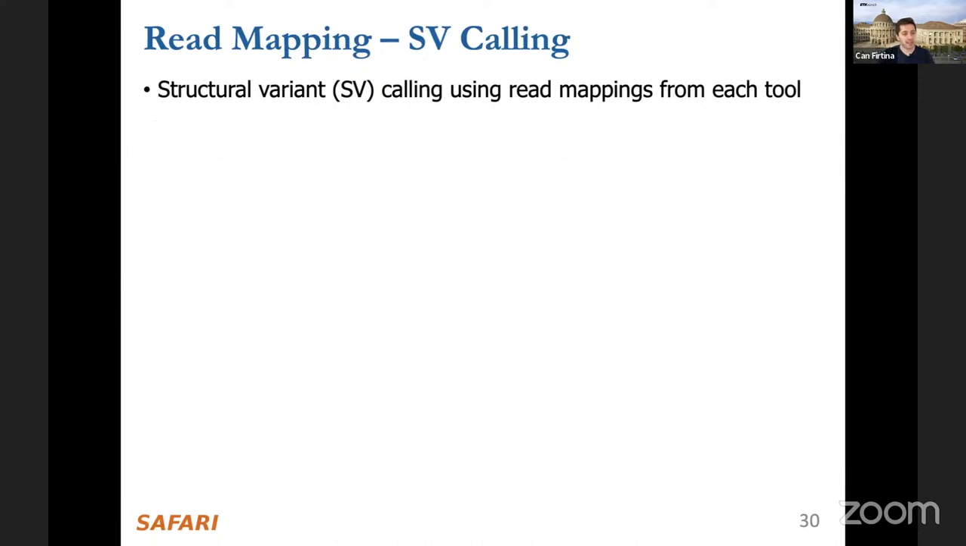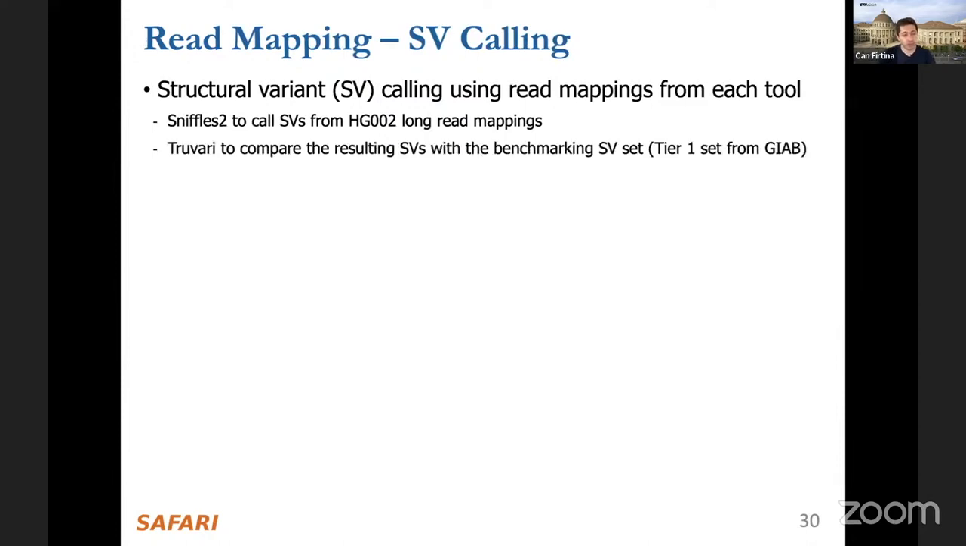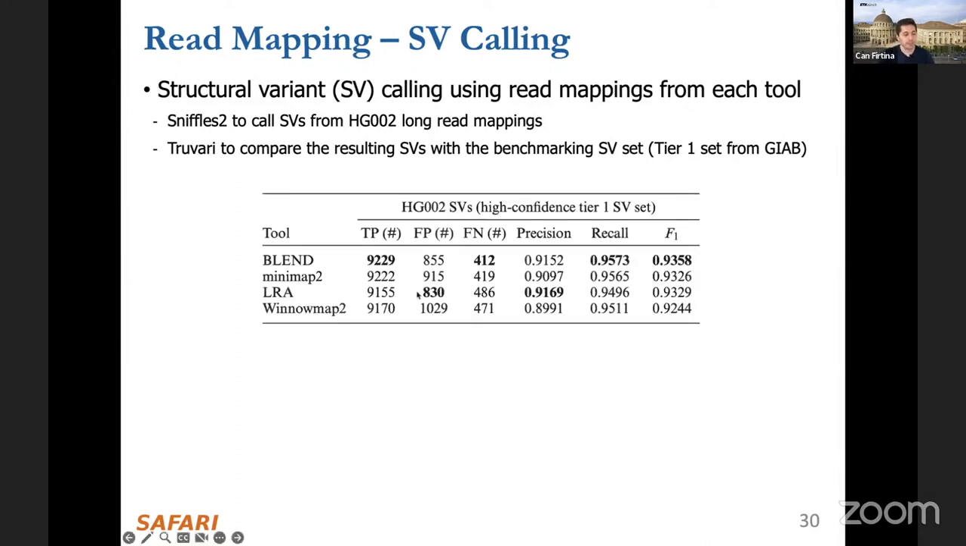So what we do is that we use Sniffles2 to call the SVs from HG002 long read mappings. And we use Truvari to compare the resulting SVs with the benchmarking SV set, which is the tier 1 set from the Genome in a Bottle benchmarking suite. And we compare Blend with Minimap2, LRA, and Minimap2. And this table shows the true positive, false negative, precision, recall, and F1 values for each tool.